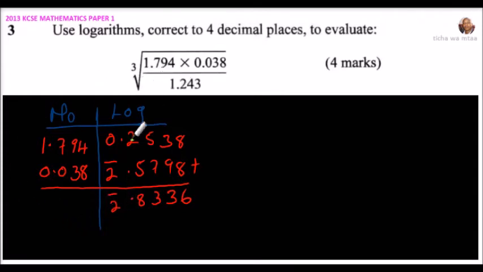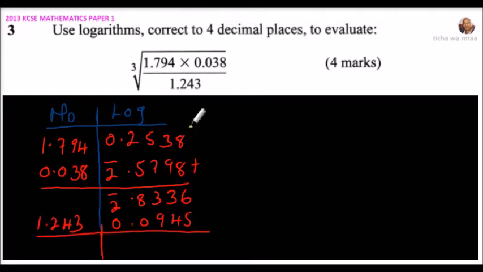Then we get 1.243. You get this from the mathematical tables. This you get directly, it is 0.0945. You put a line there, because we are dividing, we subtract. So this will give us 1. We borrow 1 here, you get 13, so you get 9. Here it is 2, we borrow 1 here, you get 12, so you get 3. Here we had borrowed 1, so we remain with 7, minus 0 remains 7. And here it is bar 2 minus 0, bar 2.